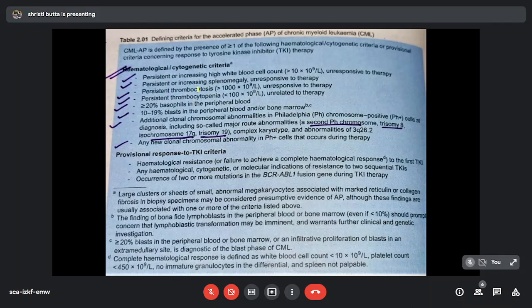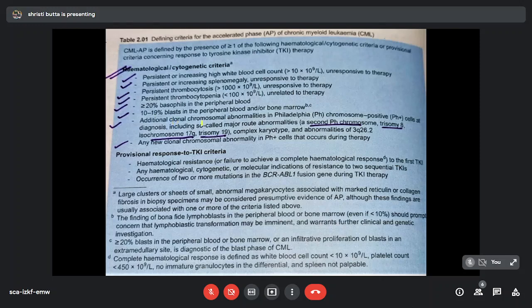It's a persistent or increasing white blood cell count which is unresponsive to therapy. Note, it is unresponsive to therapy. Persistent or increasing splenomegaly, thrombocytosis, thrombocytopenia, all unresponsive to therapy. Even after giving a lot of TKIs, that is imatinib, it is not responding. So if it's not responding to imatinib, there is a progression from the chronic phase to the accelerated phase. The basophils have increased to more than or equal to 20%. Blasts have increased from less than 10% to 10 to 19%.